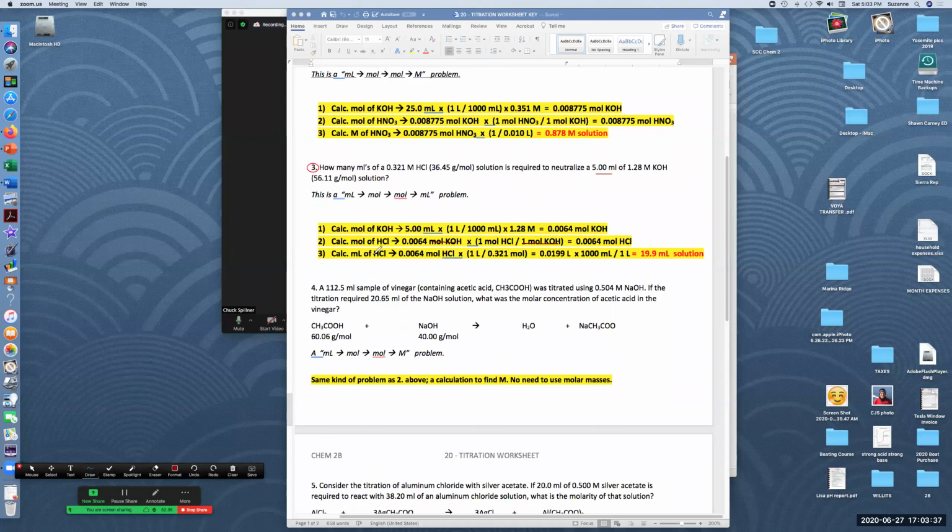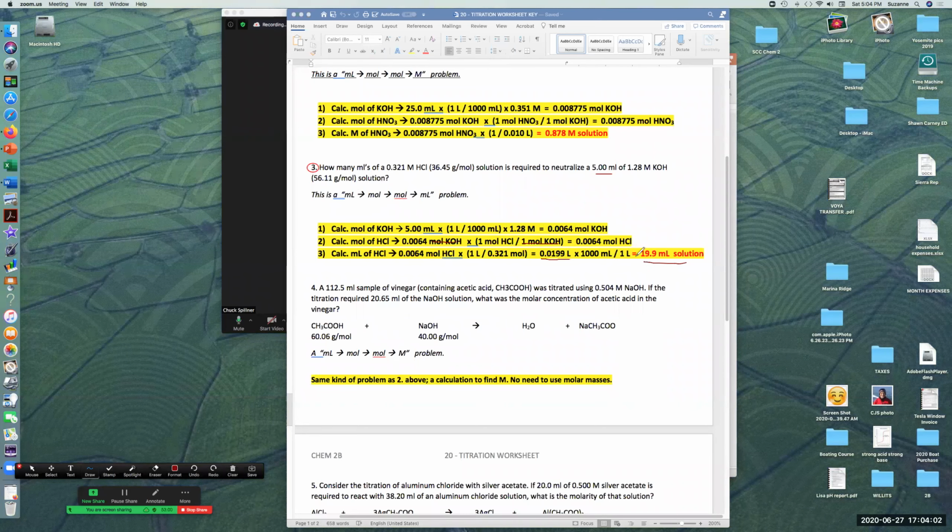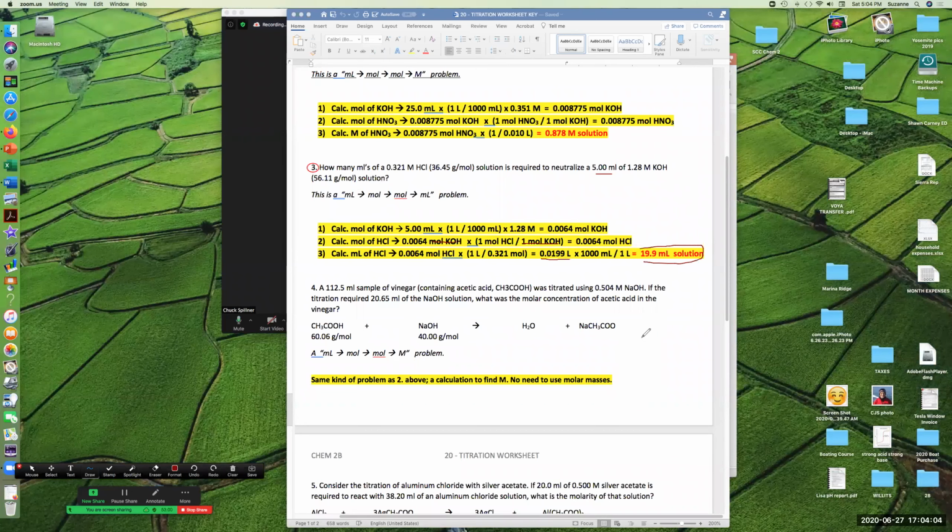And then we'll calculate the mL of HCl by dividing by the molarity. So we have 0.0064 moles of HCl divided by the molarity of HCl, which gives us 0.0199 liters. But the question said, how many milliliters are there? So we have to multiply times 1,000 milliliters per liter. We get 19.9 milliliters. So that's your answer for number 3.